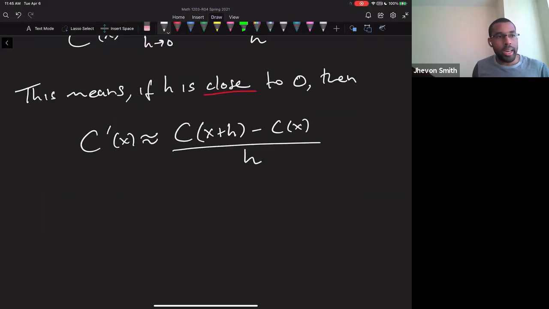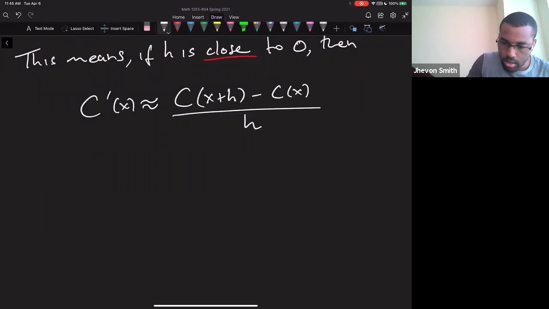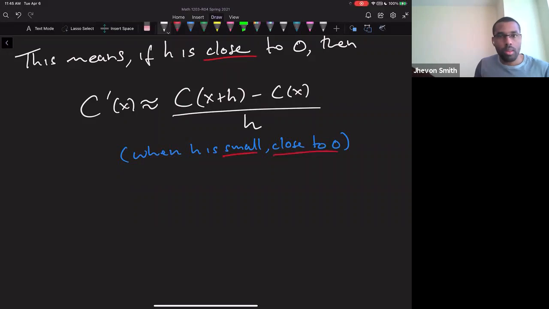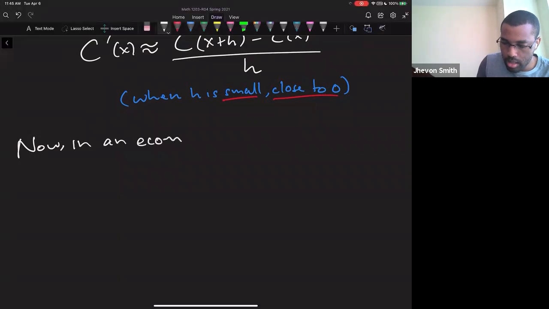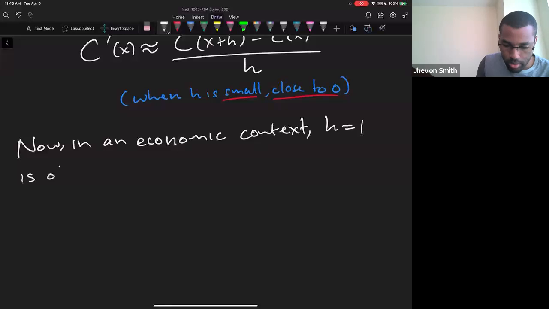Okay, so we're just pretending that h is very small, very, very close to 0, when h is small, close to 0. Okay. Now, in an economic context, h equals 1 is often considered small.